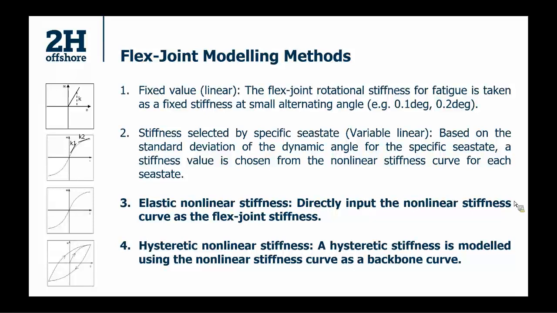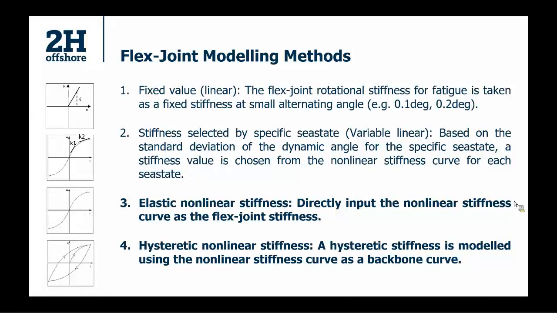The second method is also based on a linear stiffness assumption, but instead of using a fixed value for all sea states, it selects stiffness based on the standard deviation of the dynamic angle for the specific sea state. So a stiffness value is chosen from the nonlinear stiffness curve for each sea state or each group of sea states. For example, for large sea states, you choose small stiffness. For small sea states, you choose large stiffness. Obviously, this method is more refined than method 1. We have also seen other linearization methods to obtain linear stiffness.